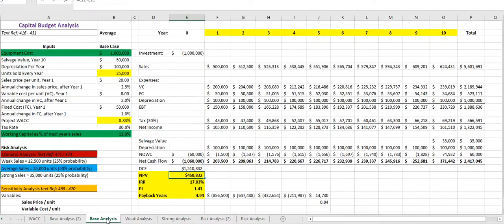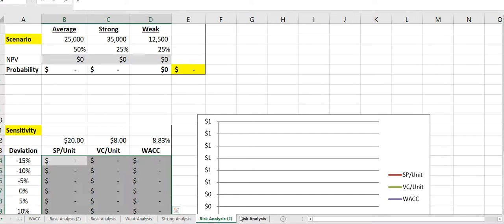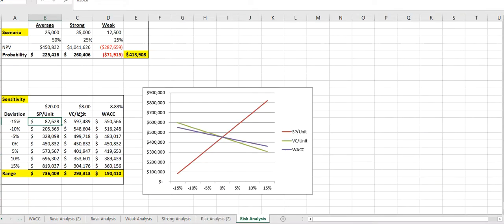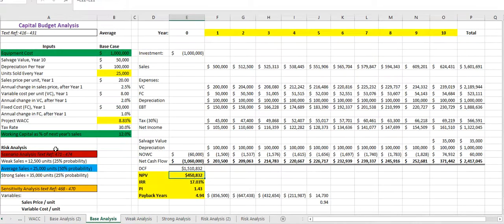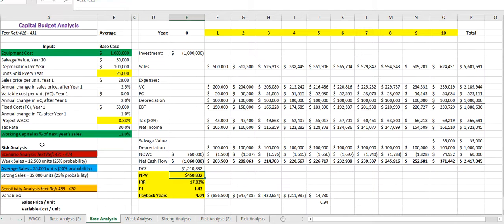Then I used that WACC in determining the investment of $1 million in these variables, producing an NPV, IRR, profitability index, and payback. The calculations in the cells are a good template to review. Then we do a risk analysis, a scenario analysis and a sensitivity analysis based on the data given in the problem. Here is your risk analysis and sensitivity analysis information. So this is a good review template.